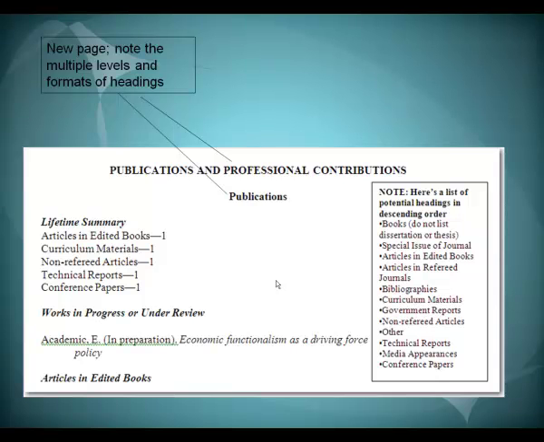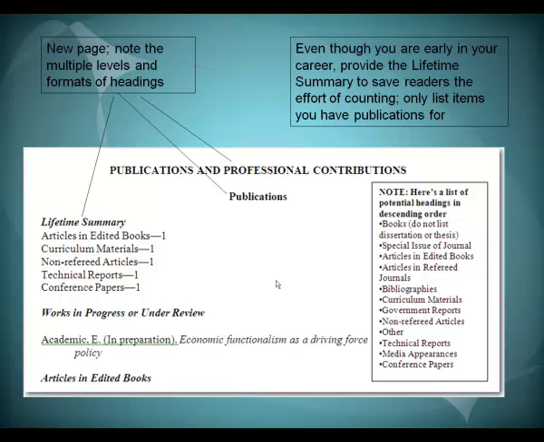So you look there and there's a lifetime summary, and that lifetime summary basically takes the subheadings that are down below and just provides a count. How many items of each type are there? If you don't have an item, like an article in an edited book, you don't put it down and put 0. You only list what's there, okay?